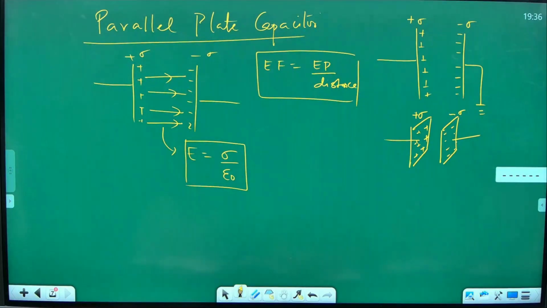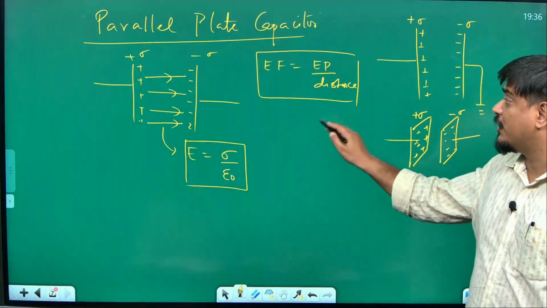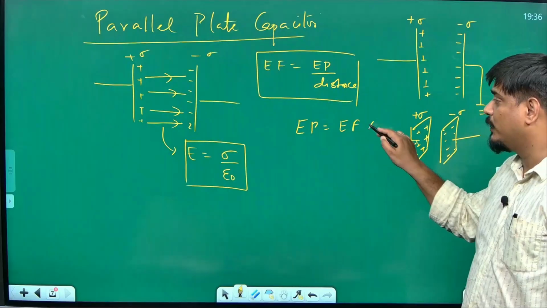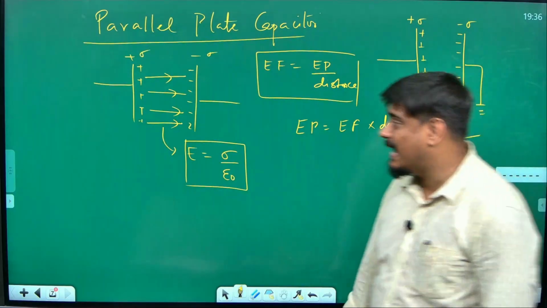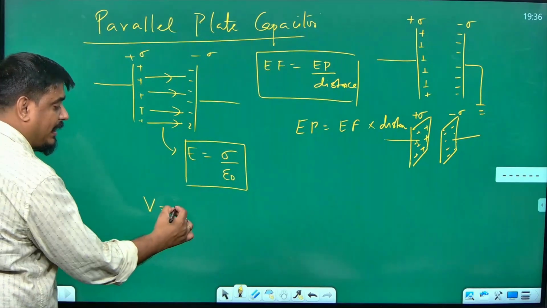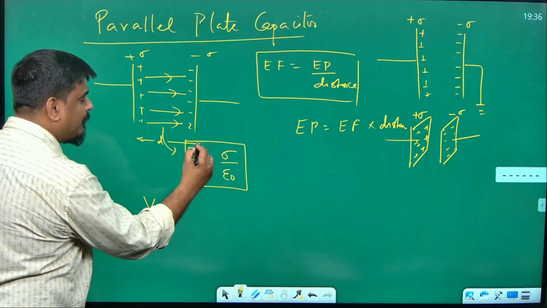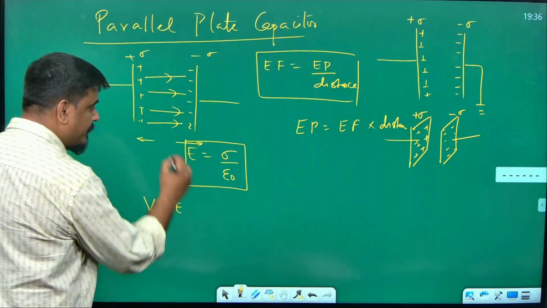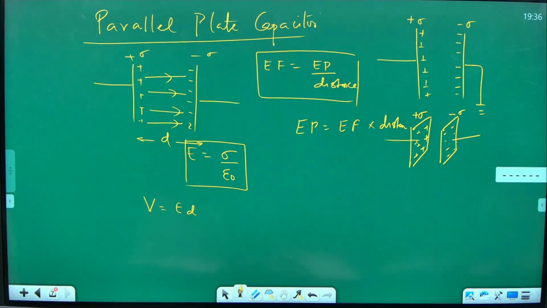E is equal to minus dV by dr, isn't it? So electric potential can be written as what into what? Electric field into distance. Am I right? So by that I can write here potential is equal to electric field times distance. Let me take distance as d. Between the plates, if I take distance as d, then the value of potential will be E into d.